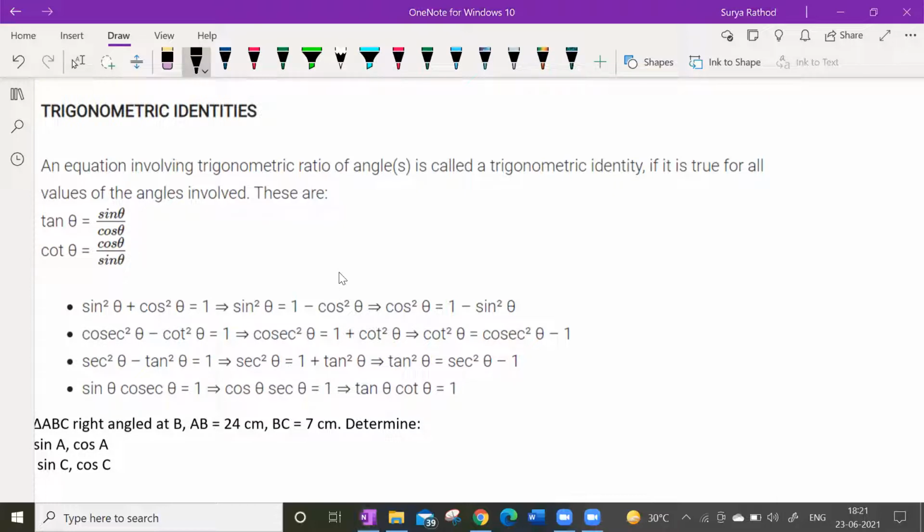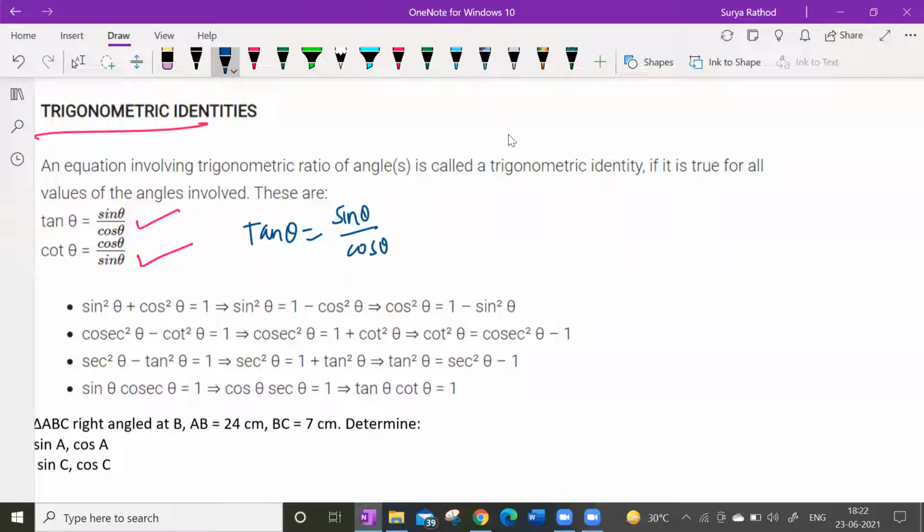So let us talk about trigonometry identities. What are the trigonometry identities? We know that tan theta can be written as sin theta by cos theta. Cot theta can be written as cos theta by sin theta. Yes or no? Tan theta can be written as what? Sin theta by cos theta.